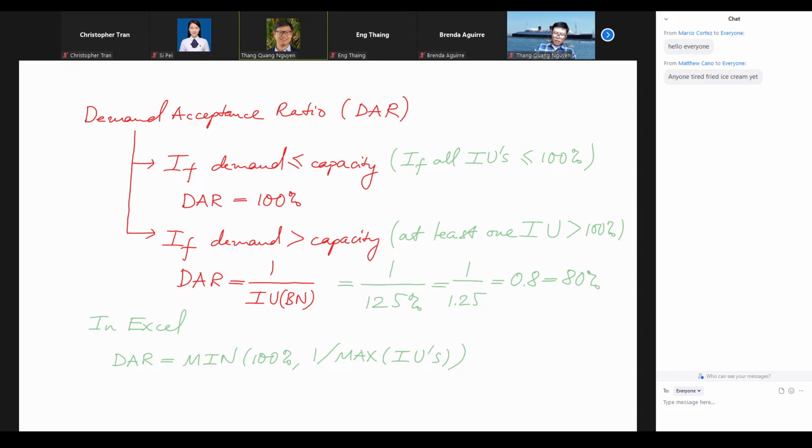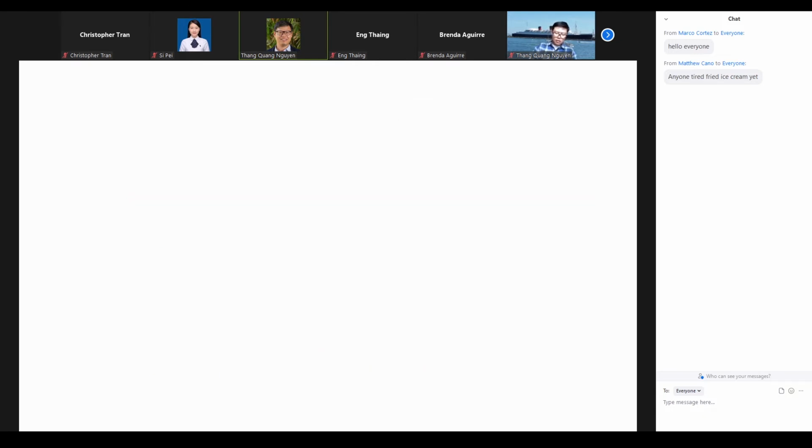So the bottom line here is, in this particular example, we can only accept 80% of the demand. So let's continue with our work. Going back to the table. Again, for you, you just simply make your table longer. For me, I have to do the frame.